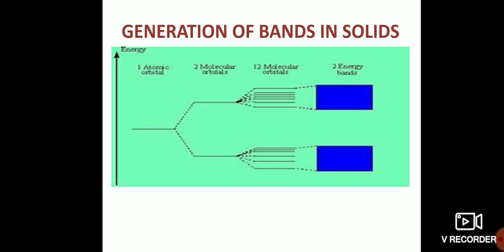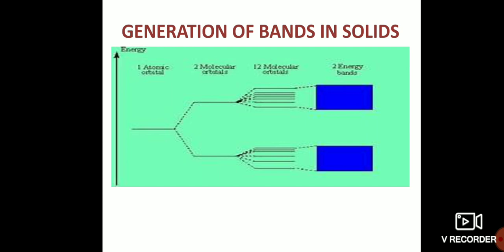As we know, an atom has atomic orbitals which in turn combine to form molecular orbitals. A large number of molecular orbitals are formed if a large number of atomic orbitals combine. If a large number of atomic orbitals combine, instead of forming lines, these form a series of lines, which seem like bands.